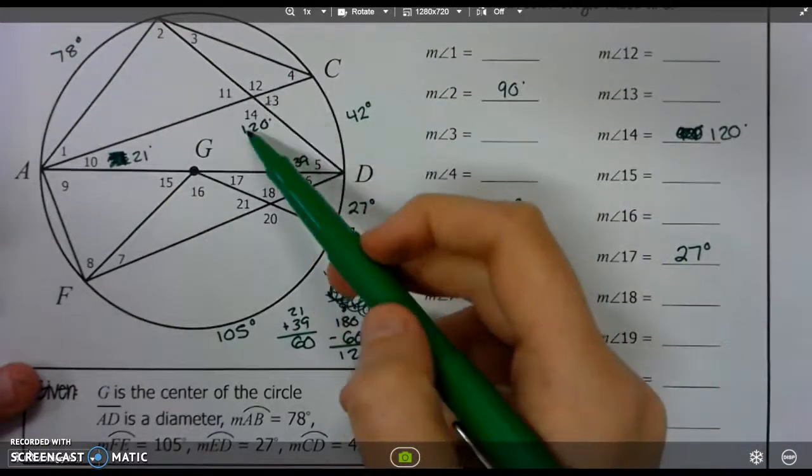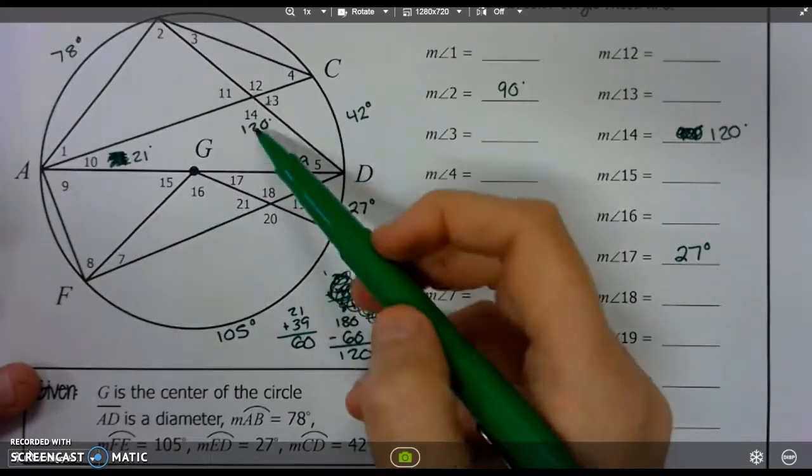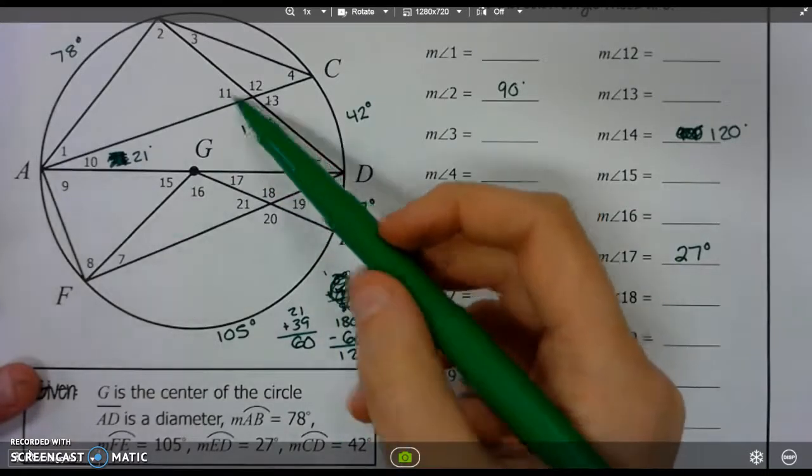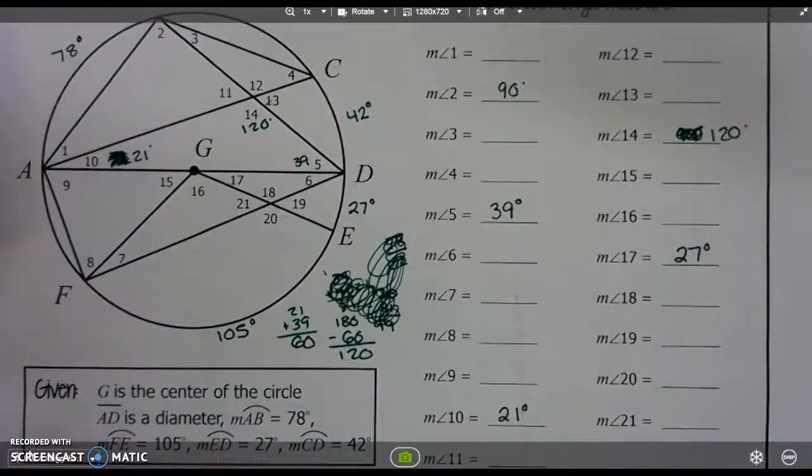And then right here, I've got supplementary. So if you don't remember what that means, somebody around you should be able to help you with that. And based on those things, you should be able to finish this together.